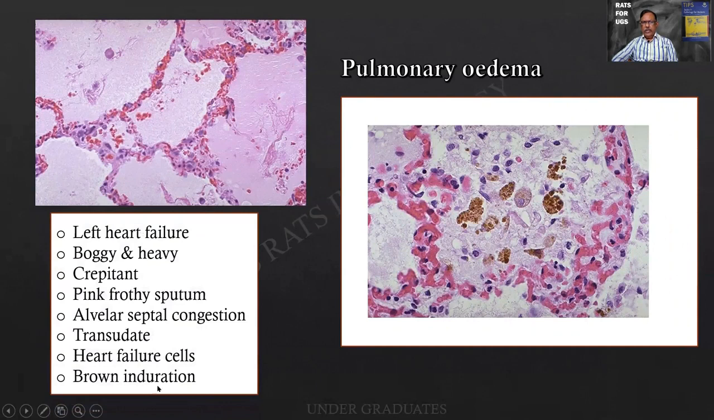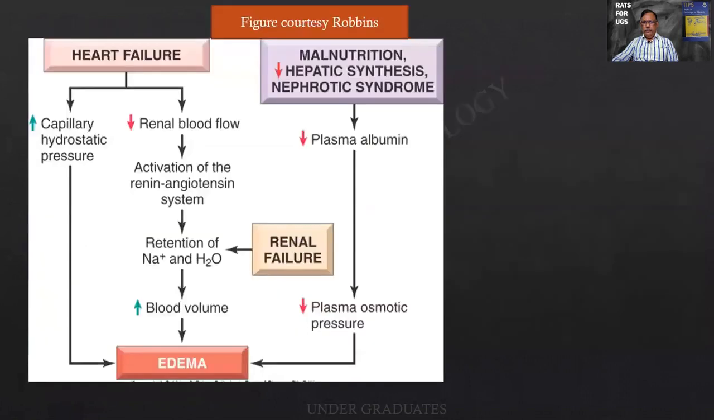And the causes are there. And what are the features of it? It can occur in left heart failure. The lungs are boggy and heavy. Crepitation can be there. There is a noise that can be elicited. Pink frothy sputum, septal congestion, transudate, heart failure cells, brown induration. Pulmonary edema itself is a question for you people. I hope you people can answer it quite well.